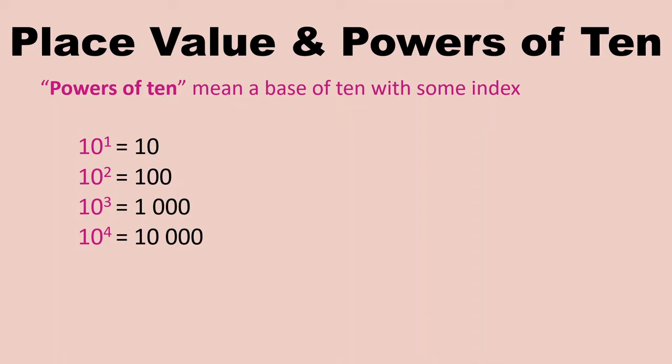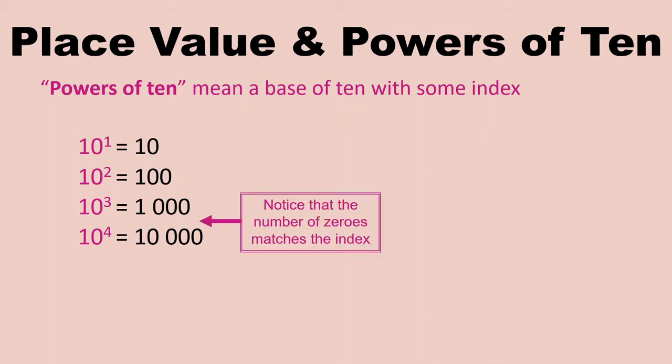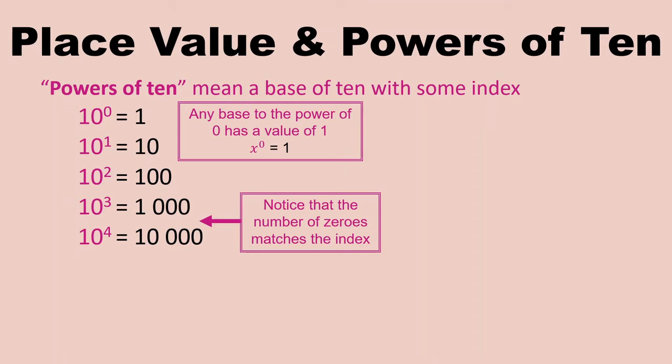Notice something interesting about base 10 numbers. 10 to the power of any value will have that number of zeros after the 1. So 10 to the power of 1 has 1 zero, 10 to the power of 2 has 2 zeros, 10 to the power of 3 has 3 zeros, 10 to the power of 4 has 4 zeros. What would 10 to the power of 0 be? 10 to the power of 0 is just 1. In fact, any value to the power of 0 will always be 1. And this is something that we've learned before.